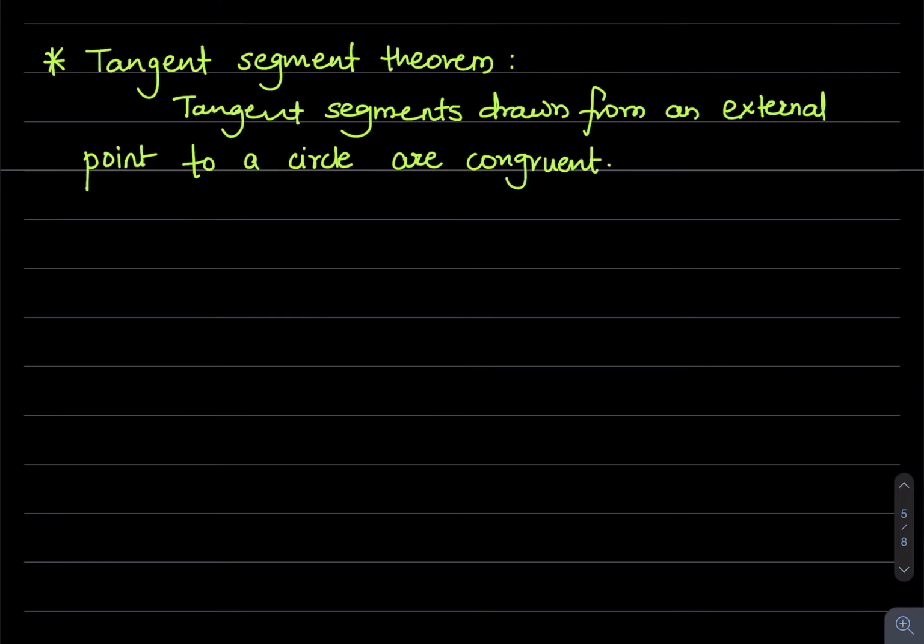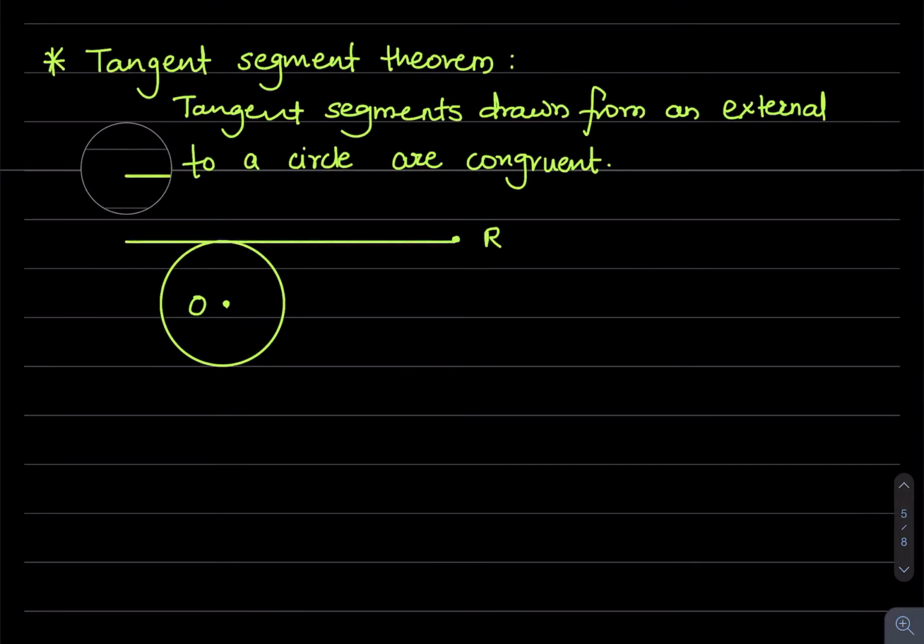So what is given here? A circle is there with center, I will write it as O. Then there is one external point, say R. External point means you can take it anywhere in the exterior of circle. So R, then I will draw two tangents from this point R. P and Q, they are the point of contact.